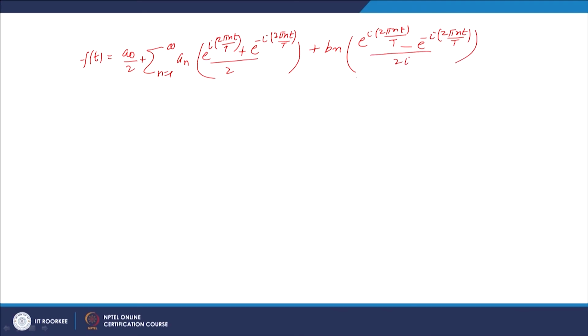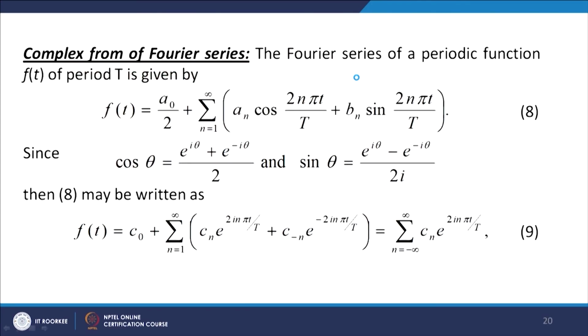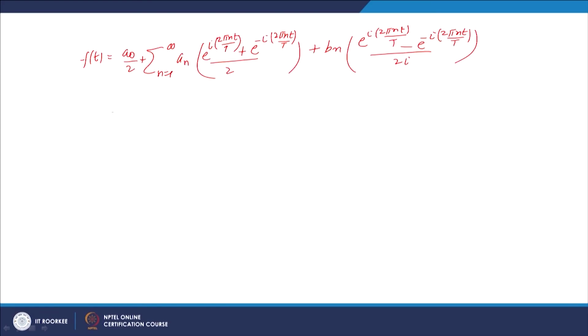So, this is what we have, and then we collect the coefficients of e to the power 2 pi i n t by T and e to the power minus 2 pi i n t by T. Okay. We will get this form. This will be equal to a naught by 2 plus sigma n equal to 1 to infinity, 1 by 2 a n. Now, 1 over i is minus i. So, minus i b n e to the power 2 pi i n t by T.